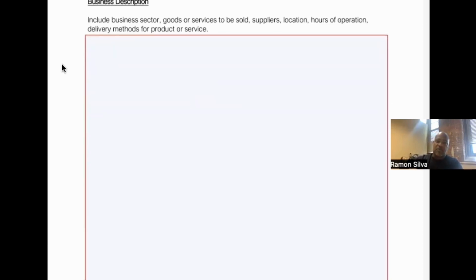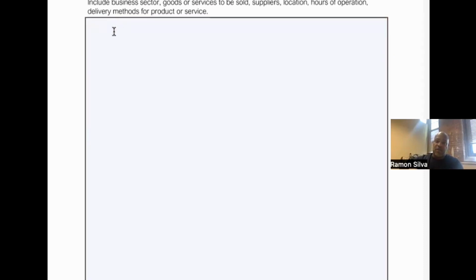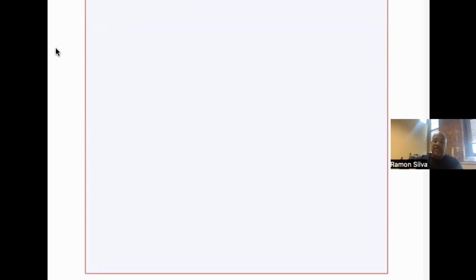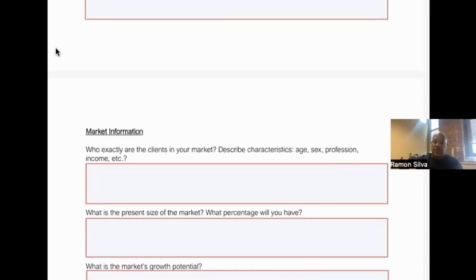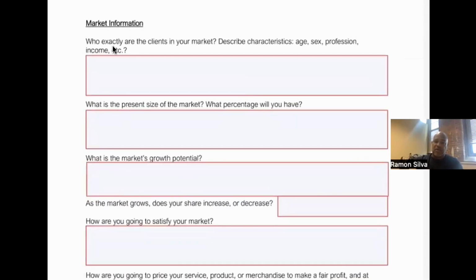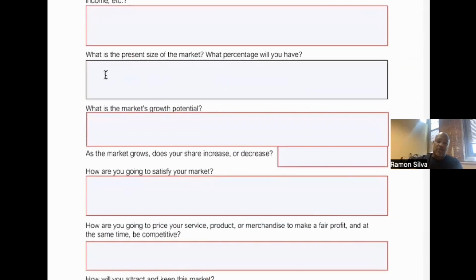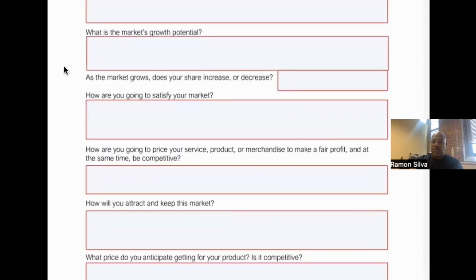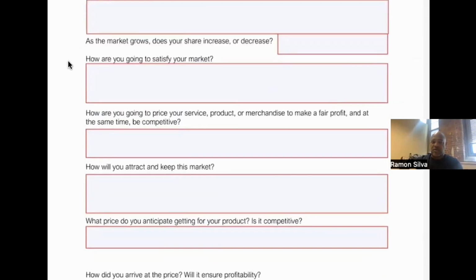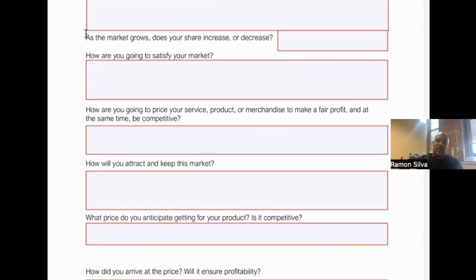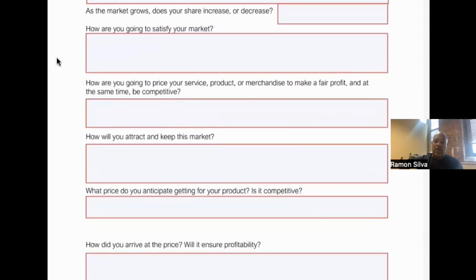And your business description, first thing should be what good or service are you providing? What's the need for that good or service? Comes down here in your market information. The present size of the market should be based on a little bit of research that you've done, and you should know, what is your customer base? What's the market's growth potential? When the market does grow, how will you grow with it?